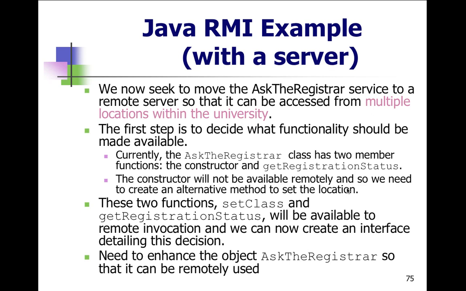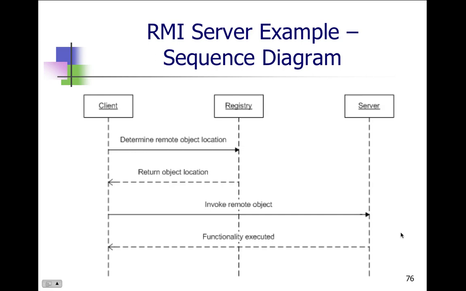So there's 2 functions. You can set a class, so we can do a set class, and a get register status that will be available via the remote invocation, and we can now create an interface detailing these decisions. So we have these two methods that we're going to make available to this object, and one of them is going to be the original functionality to get the status. The other one's going to be a replacement for the constructor, which is going to be set class. So you need to enhance the object ask the register so that it can be remotely used. It's the same code as before. Actually, we're just going to make modifications to the Java file.